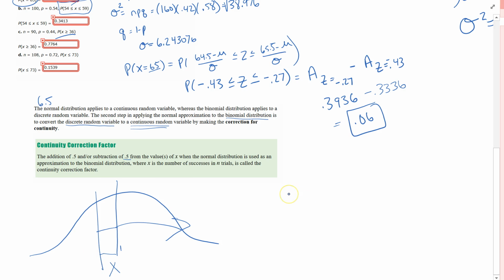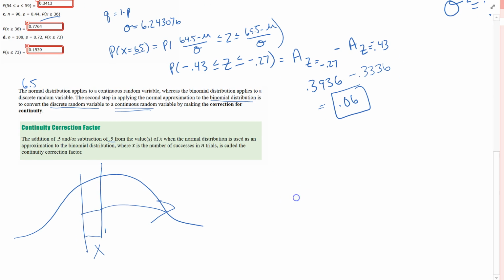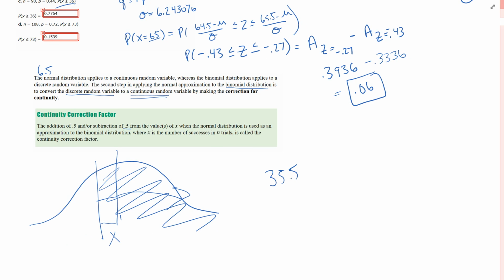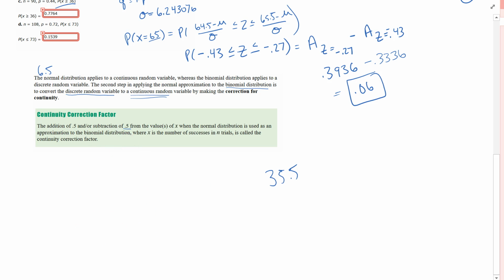So then we're actually going to look at 35.5. 35.5 for continuity, because we want the area on this side of it, so we subtract to the left. If we want the area on the right, like on D, we're going to add 0.5. And we'll do the math here.